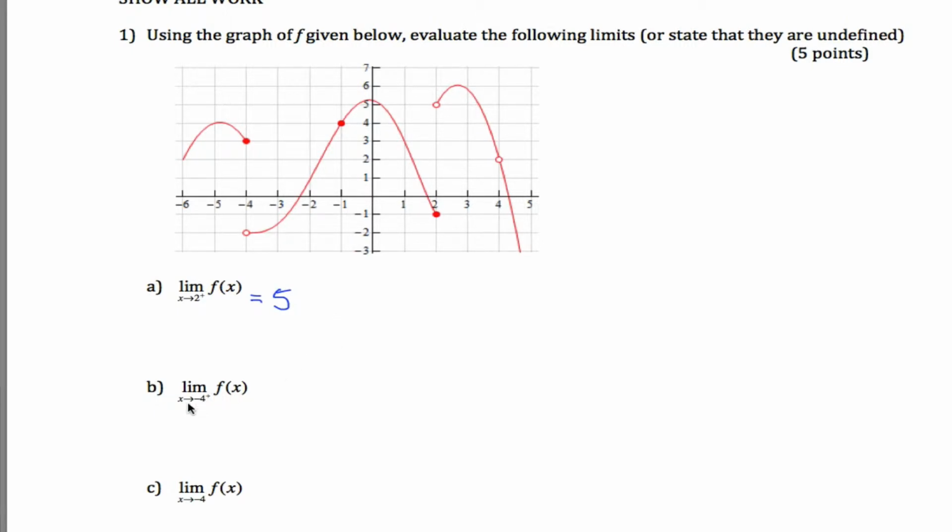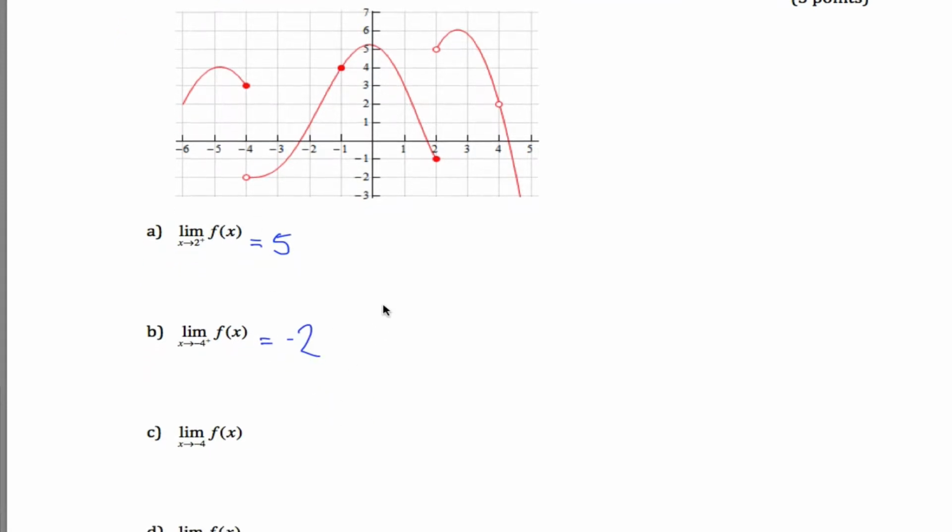What about the limit as x approaches -4 from the positive side? Here's -4. This is the positive side, so the little guy is standing down here. The height down here is -2, therefore my answer is -2. Maybe I'll draw it in there. Maybe that's helpful for somebody. This one would be up here. I doubt that's helpful for anybody, but whatever.